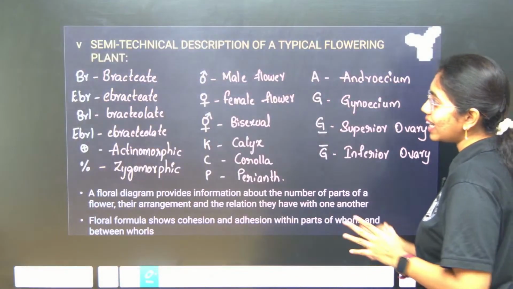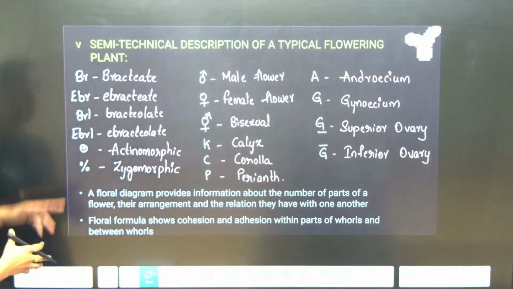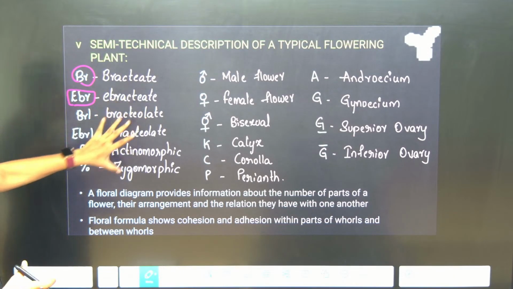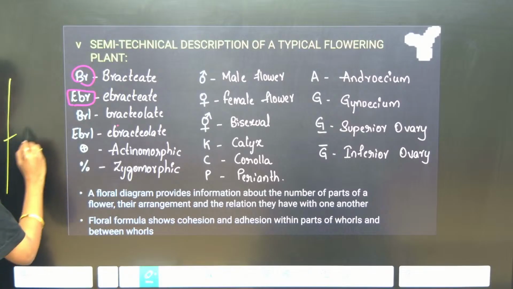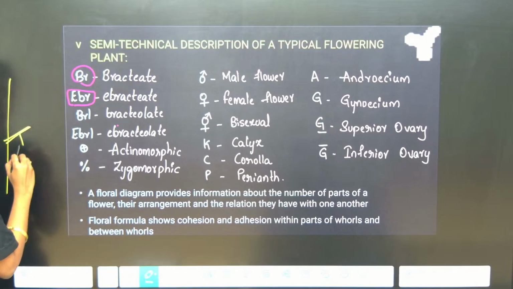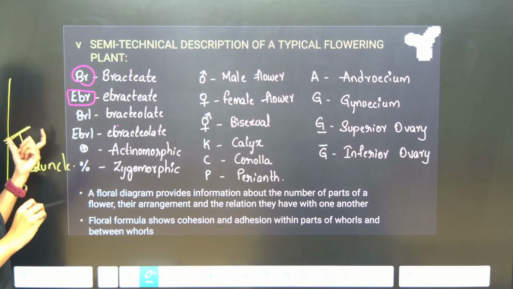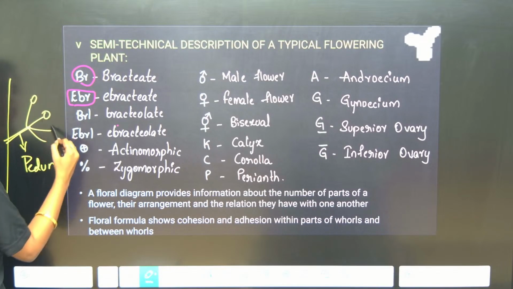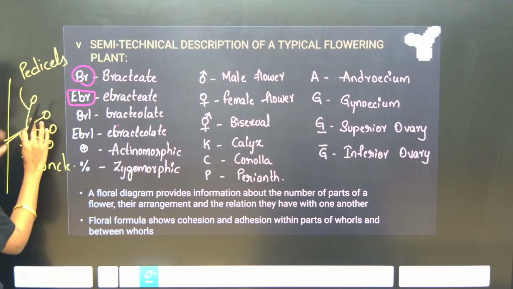Now, without much delay, let us get started with the semi-technical description first. Here you see BR, which means bracteate, and EBR means ebracteate. First you have to know what is meant by bracteate and bracteolate. When we look at the main stalk which is holding the entire inflorescence, this is called the peduncle. The peduncle is the main stalk which is holding the entire inflorescence, and the small stalks which are holding the florets are called pedicels.